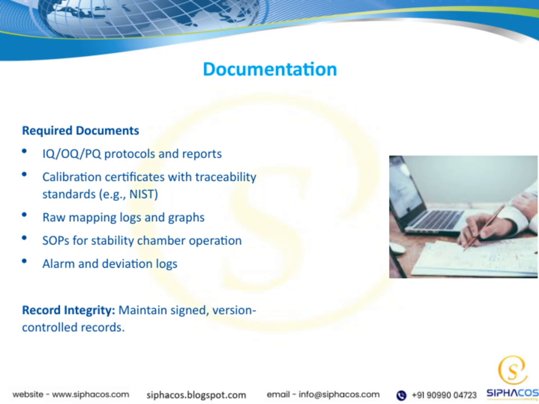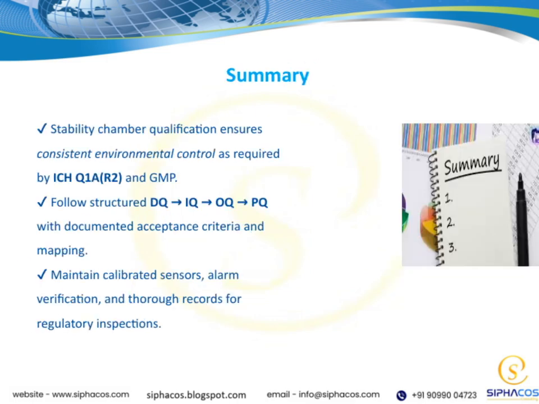We must maintain signed, version-controlled records to guarantee authenticity, traceability, and compliance. This means every document should be properly signed, dated, and updated only through controlled versions. In essence, thorough documentation and maintaining its integrity underpin the reliability and compliance of our processes, reinforcing the overall quality system we're committed to. Let's wrap up with a quick summary of the key points.